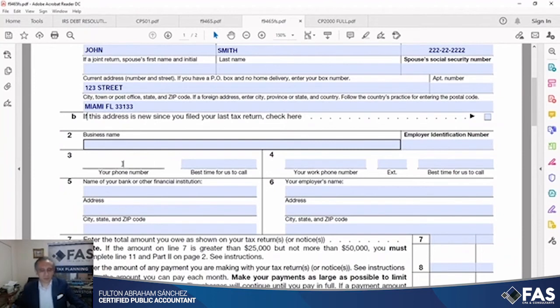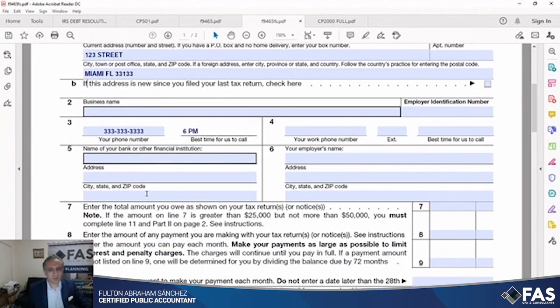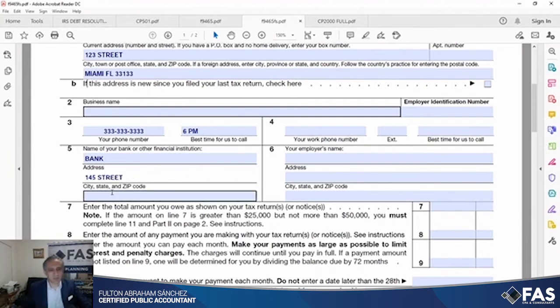In box number 3, your phone number, and best time to call, 6 p.m. Remember that here you have to put the information of your bank, the address, a generic address, the address of your bank.